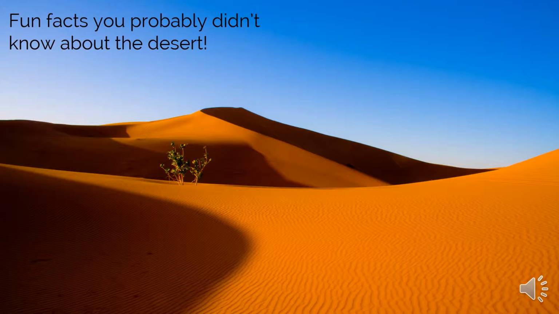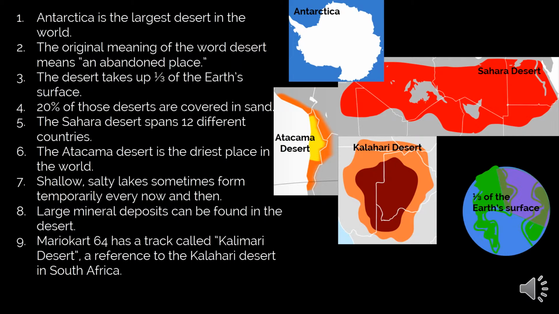And here are some fun facts you probably didn't know about the desert. Antarctica is the largest desert in the world. The original meaning of the word desert is an abandoned place. The desert takes up 1/3 of the Earth's surface. 20% of those deserts are covered in sand. The Sahara Desert spans 12 different countries.